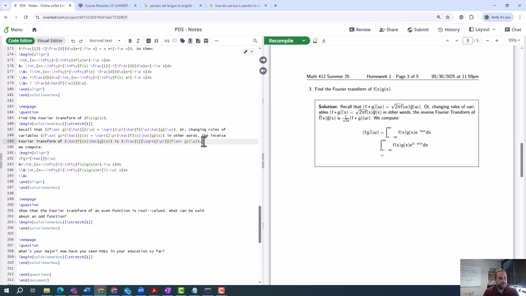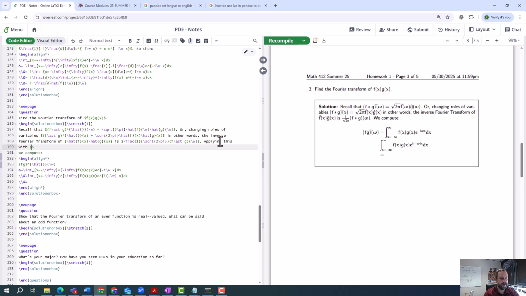Now we're going to do something similar to what we did before. If we apply this with, instead of f, f check, and instead of g, g check, we're going to get the following. Now if we apply this formula, but instead of having f and g there, we'll have f check and g check.